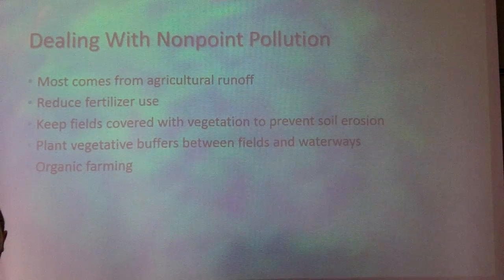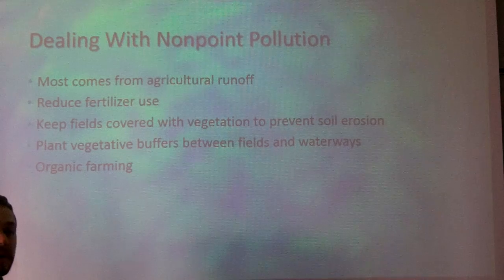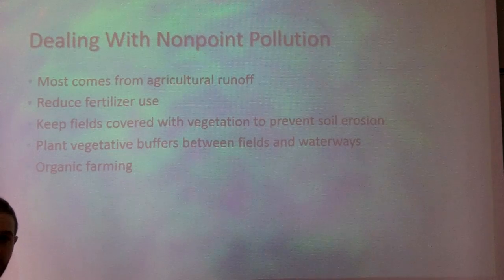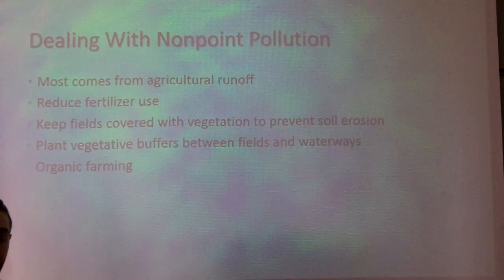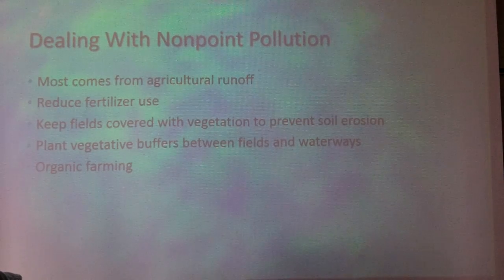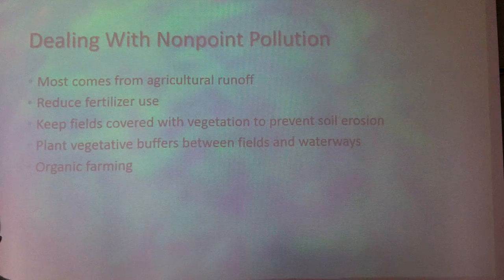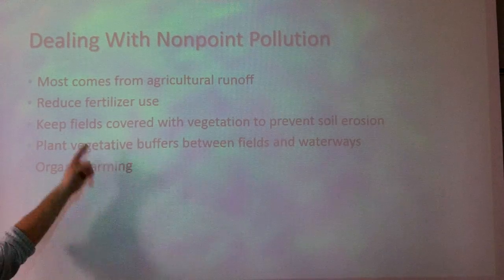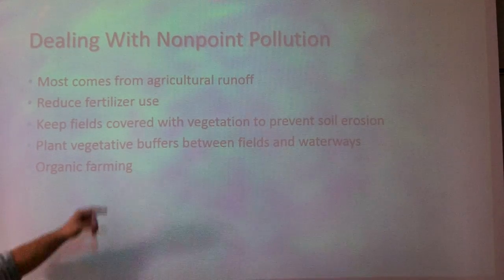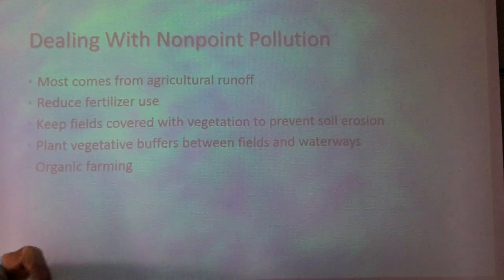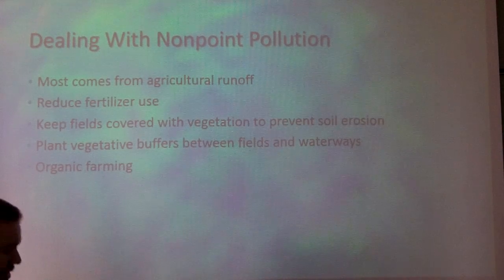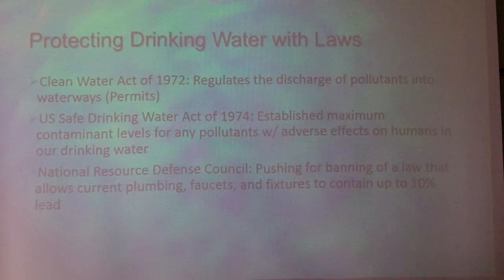Do strip cropping. So you have one layer when you're waiting to harvest one thing, or you've just harvested it, and you've got another layer right below that of things that are still growing that helps trap and absorb the nutrients and sediment so it doesn't wash away. Keep fields covered with vegetation to prevent soil erosion, reduce fertilizer use, organic farming, buffer zones. Boom, you get it.